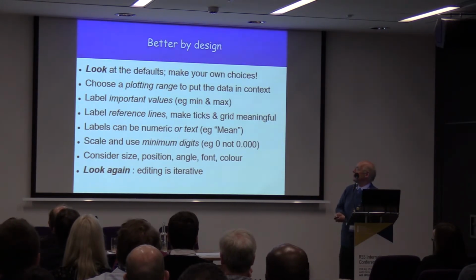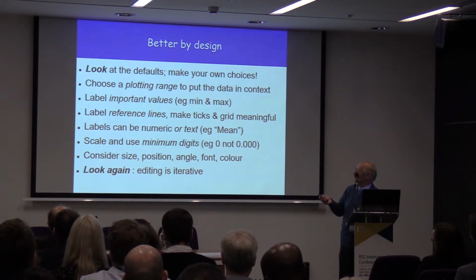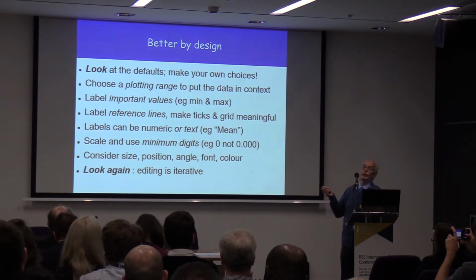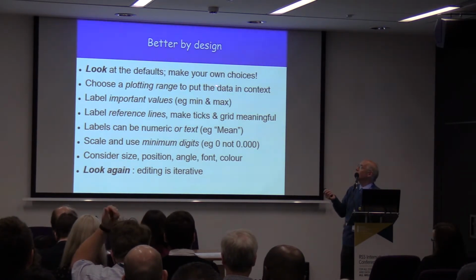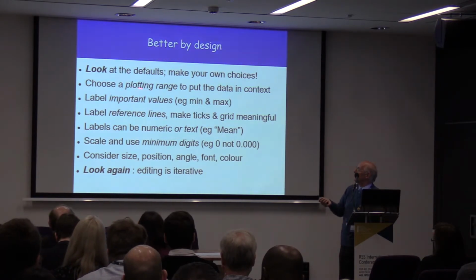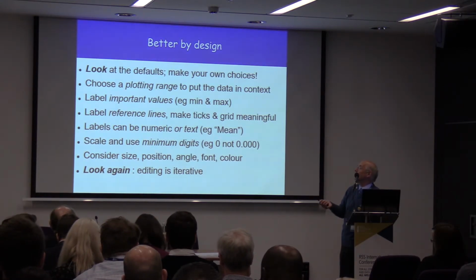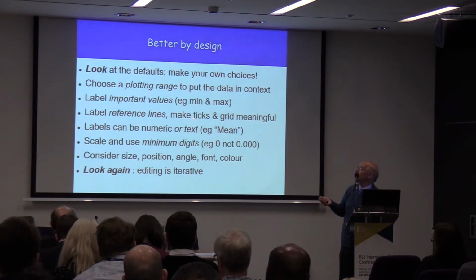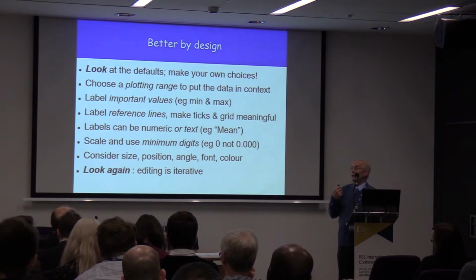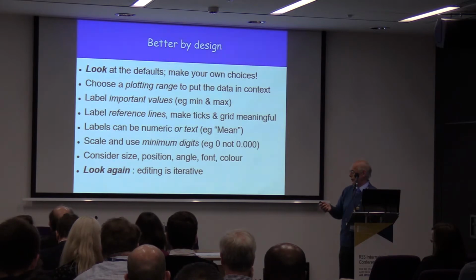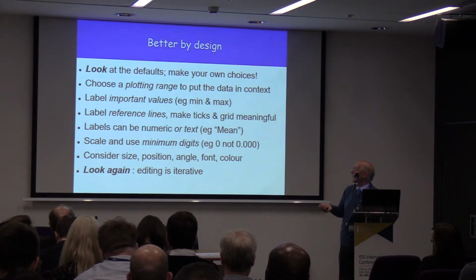So the overall message from my talk is look at graphs, don't accept the defaults, make your own choices. It's a matter of choosing and designing. You can choose things like range, you can label important values rather than just a random ruler. You can add reference lines, you can put ticks and grid lines so that people get further information as to what's the granularity of the data, etc. You can change labels from numbers into meaningful words.